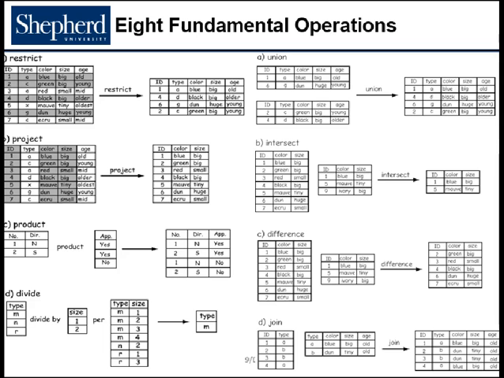A union operation combines the tables to return records found in either or both tables. The intersection operation records data that occur in both input tables and omits records found in only one of the 2 input tables.